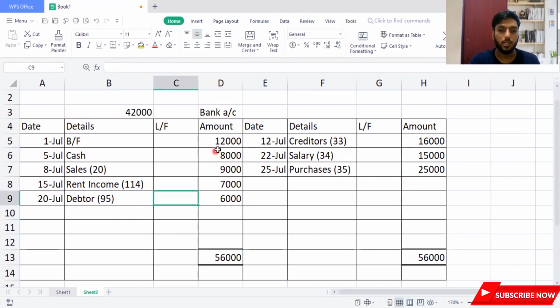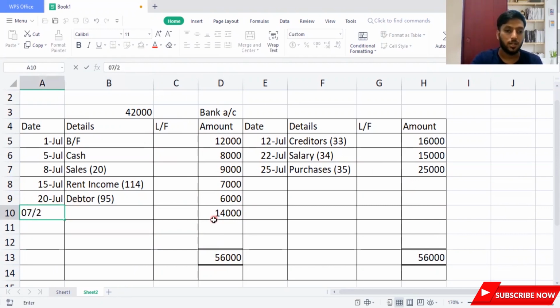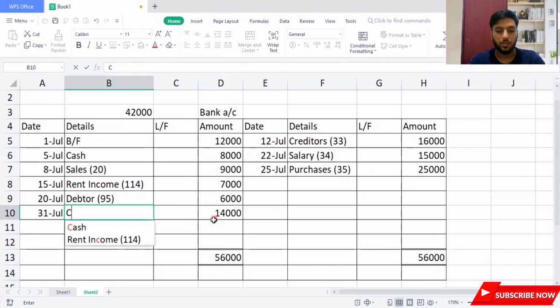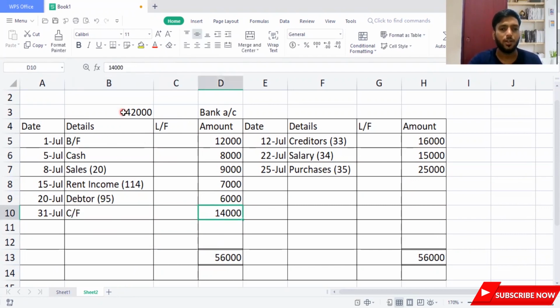Now you see we got 42,000 on this side. So the balance between 56 and 42 is 14,000. That is the carried down balance of that month end. So I'll write 31st July. We need to take carried forward. How much? 14,000. Now you might have a doubt: why are brought forward and carried forward on the same side?